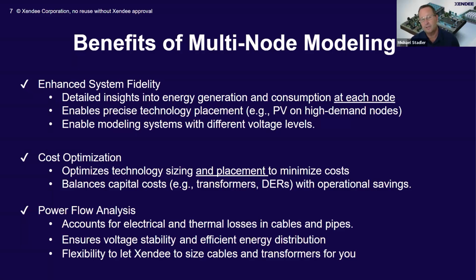And then, of course, we do still a cost minimization like we do it in a single node. We're trying to size the technologies, but just with this additional information. There are different ways of considering the cables or pipes. I mean, we can specify this, and Rita will show you this. I mean, X over R ratios and all this stuff, but you could also use this in a way that Xendee is designing the underlying cables and transformers for you at the same time when it's considering the technologies, the DERs. Next slide.